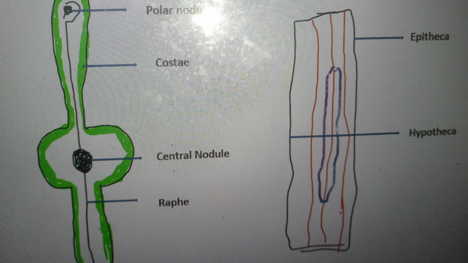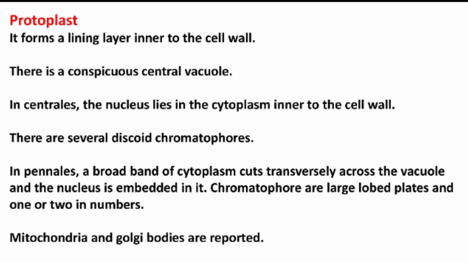In this slide, you can see the cell structure of diatom. Protoplast of diatoms. It forms a lining layer inner to the cell wall. There is a conspicuous central vacuole. In centrales, the nucleus lies in the cytoplasm inner to the cell wall. There are several discoid chromatophores. In pennales, a broad band of cytoplasm cuts transversely across the vacuole and the nucleus is embedded in it. Chromatophores are large lobed plates, one or two in number. Mitochondria and Golgi bodies are reported.